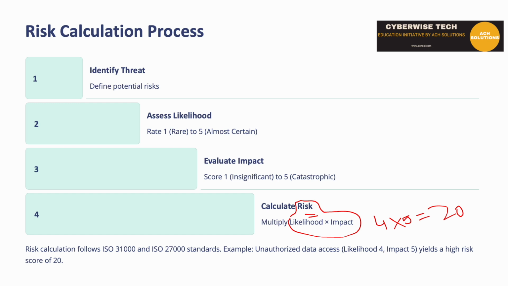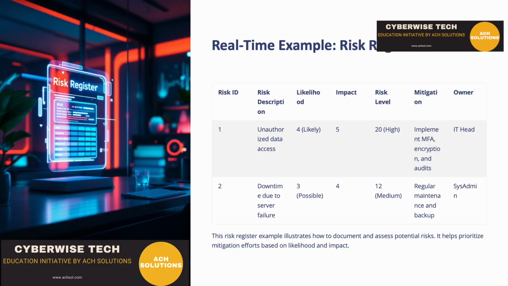Here is a real-time example of a risk register. Notice how each risk is documented with details like likelihood, impact, and the overall risk level. For instance, this risk, unauthorized data access, is rated high. Okay, so we have suggested mitigations like implementing multi-factor authentication, encryption, and audits. This structured approach ensures nothing slips through the cracks.